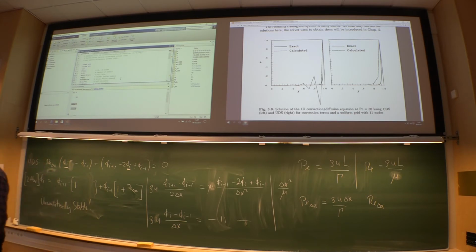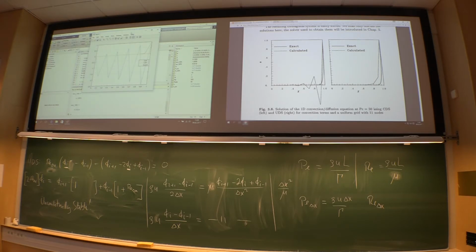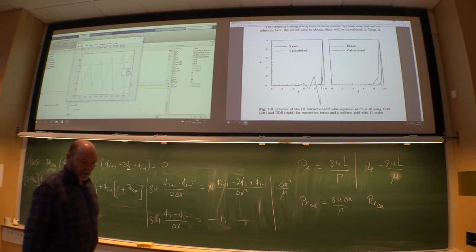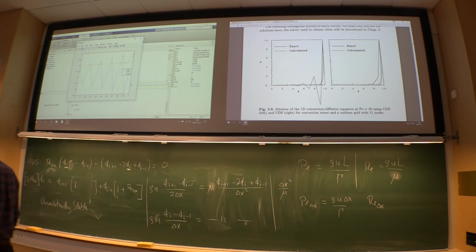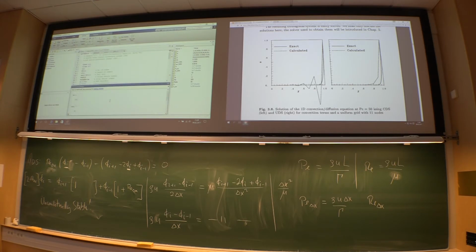Which is actually the case. So for this problem here, if we increase the cell Reynolds number to 500, and we look at the solution, the central scheme becomes very, very bad. Yes, indeed. Now we really have violated the criteria. Our local cell Reynolds number now should be as high as 50, I think.